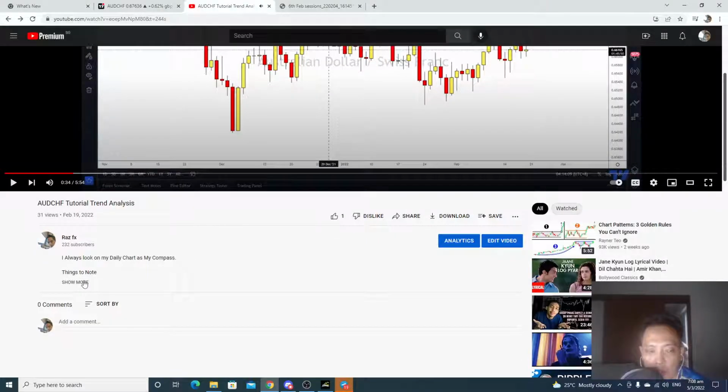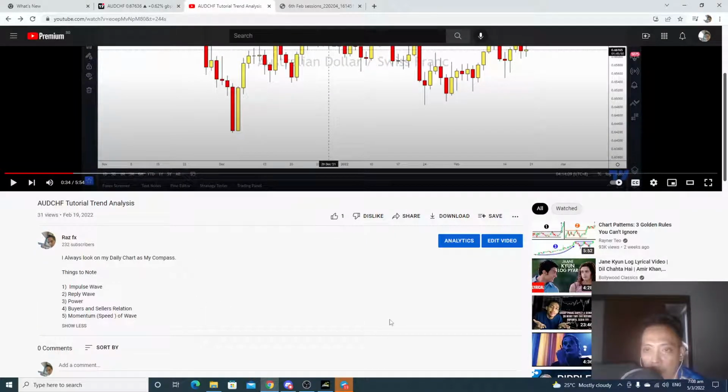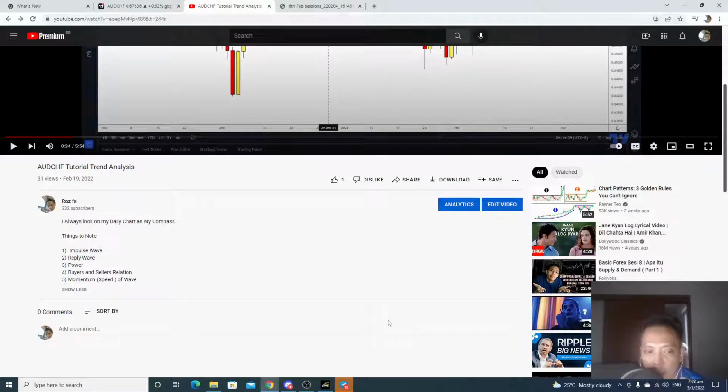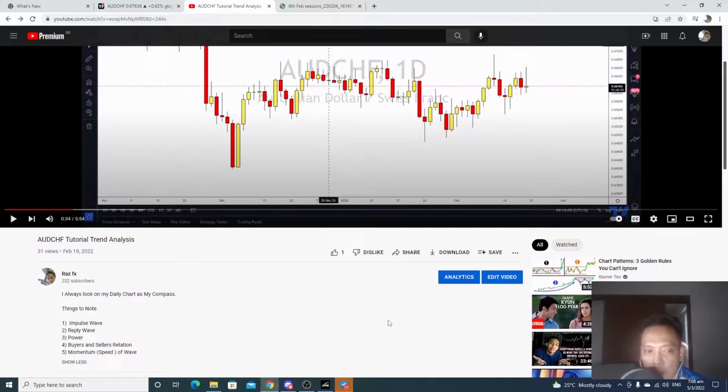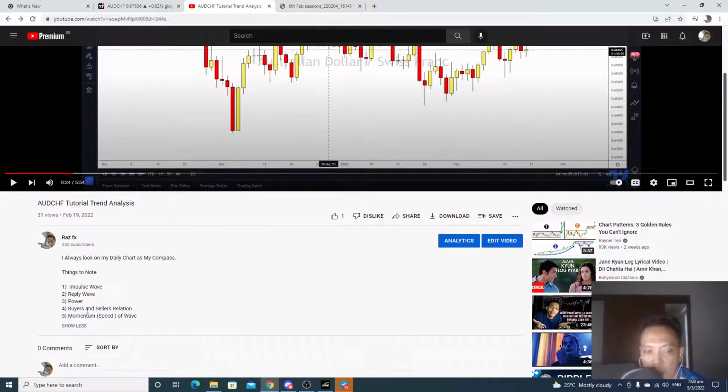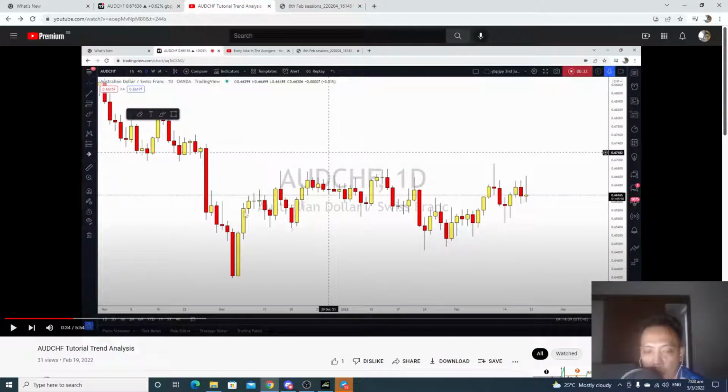So when I analyze the charts or the market, I never use indicators. Most of the time, I just look at the impulse wave, the reply wave, who has the power, the buyers or the sellers, the relation between the buyers and sellers, and the momentum, the speed of the wave. For instance, longer candles indicate that the speed is currently fast. That means price is moving down at a very fast pace.